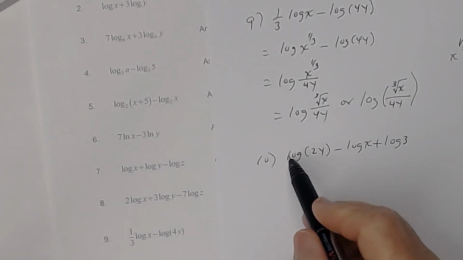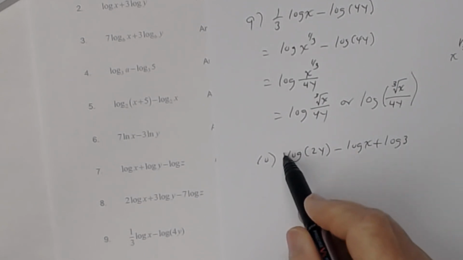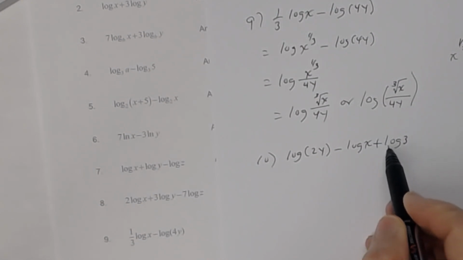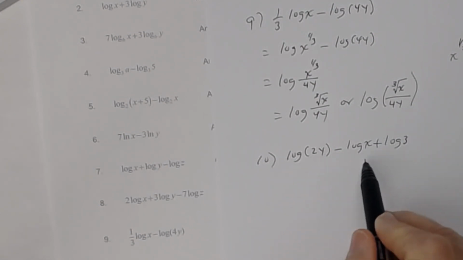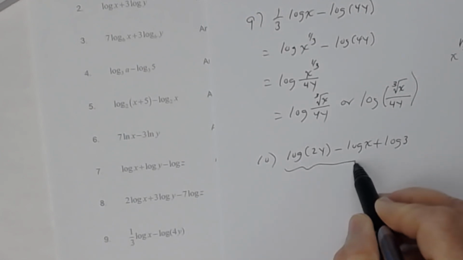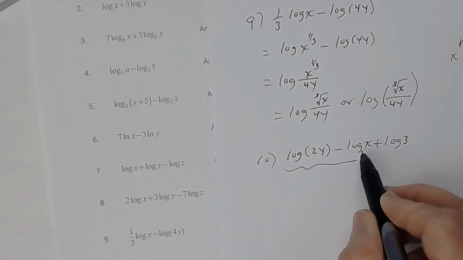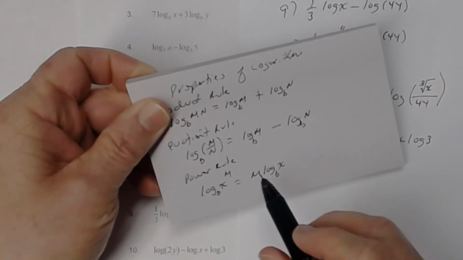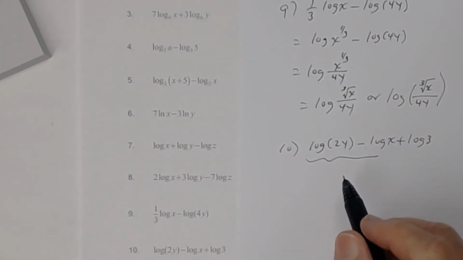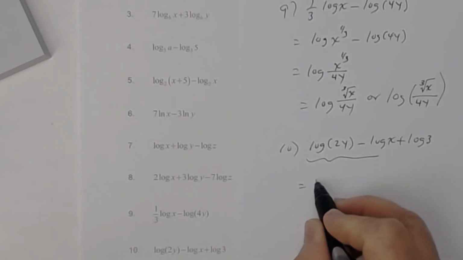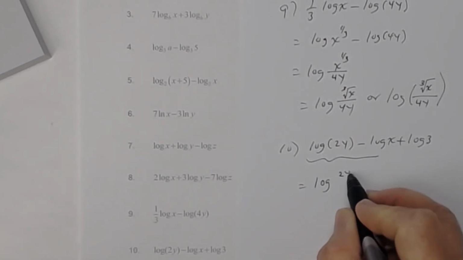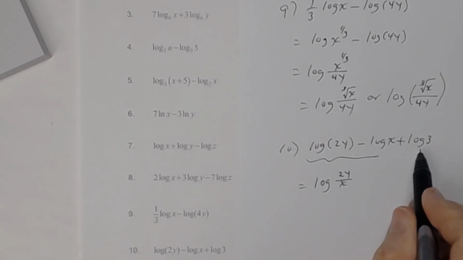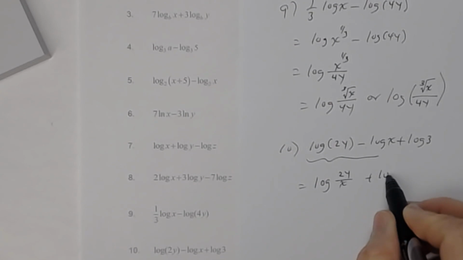But I want you to notice that in all of these, the coefficients are 1s. So 1 times the log of 2y, subtract 1 times the log of x, plus 1 times the log of 3. And always go from left to right. So the first thing I come across is the difference of these two logarithms. Since both of those logs have the same base, I can go directly to the quotient rule. And so then I can write this as a single logarithm. It'll be 2y divided by x. So this becomes this. And then don't forget you're adding the log of 3.